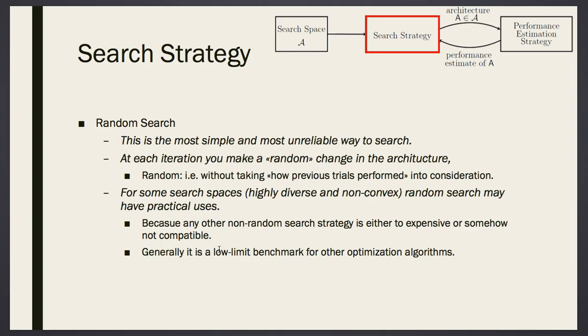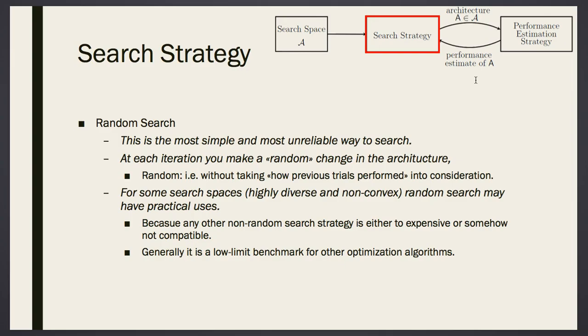In this model, at each iteration you make a random change in the architecture, without taking into consideration how previous trials performed. Normally you search something, get a performance estimation, and decide your next step accordingly. If you don't, you make a random search. It doesn't matter in which order you do it, but this time you'll get lost.